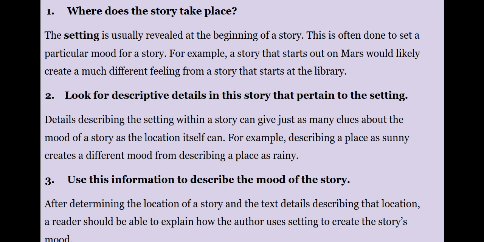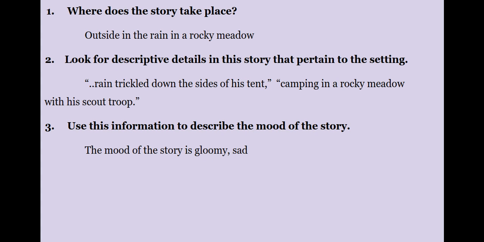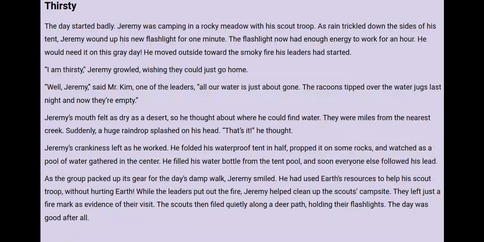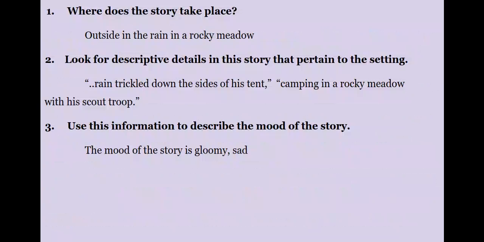So we're thinking about where Thirsty, the story, took place and how it affects the mood of the story. So, where did this story take place? It took place outside in the rain in a rocky meadow, okay? And it said that right in our text. Look for descriptive details in the story that pertain to the setting. So this is when you go back to the story and you're looking for text evidence. "Rain trickled down the sides of his tent," "camping in a rocky meadow with his scout troop." So we didn't just make up that he was outside in the rain in a rocky meadow. It said that in the text.